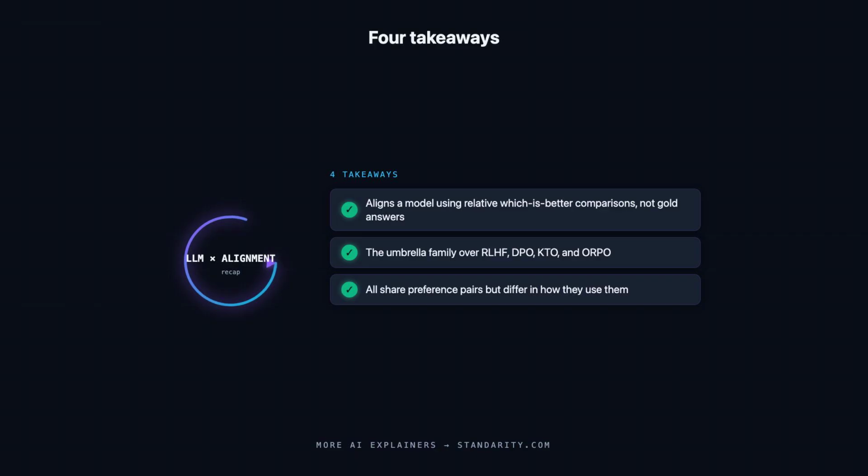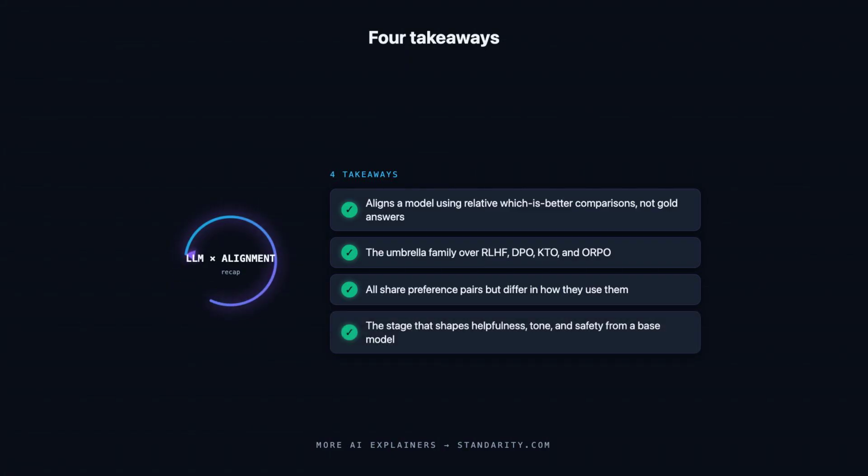RLHF, DPO, KTO, and ORPO all belong to it. They share preference pairs and differ only in how they turn those pairs into a training signal. This is the stage that gives a model its helpfulness, tone, and safety, though good preference data and the alignment tax remain the hard parts.